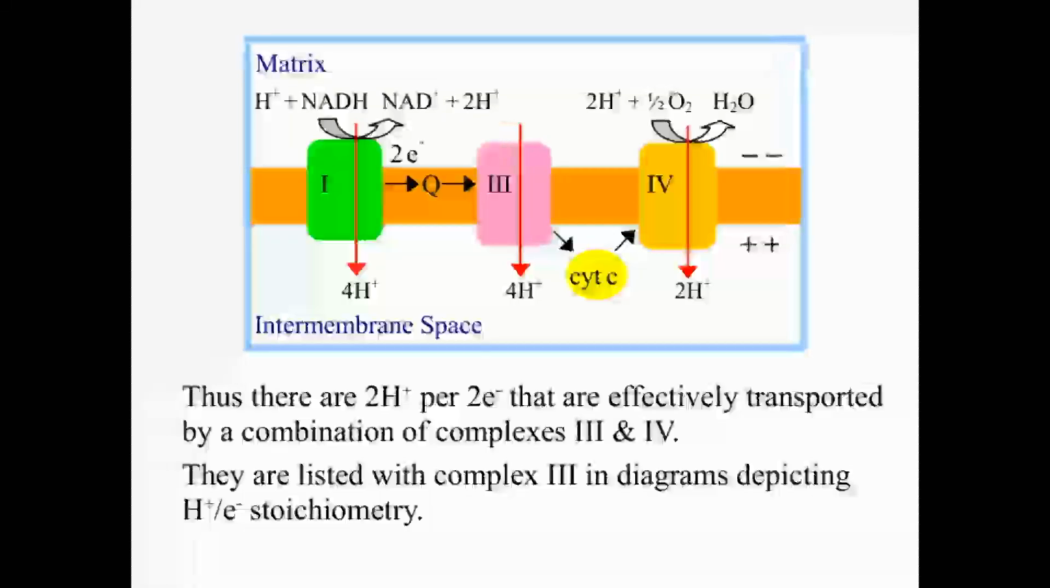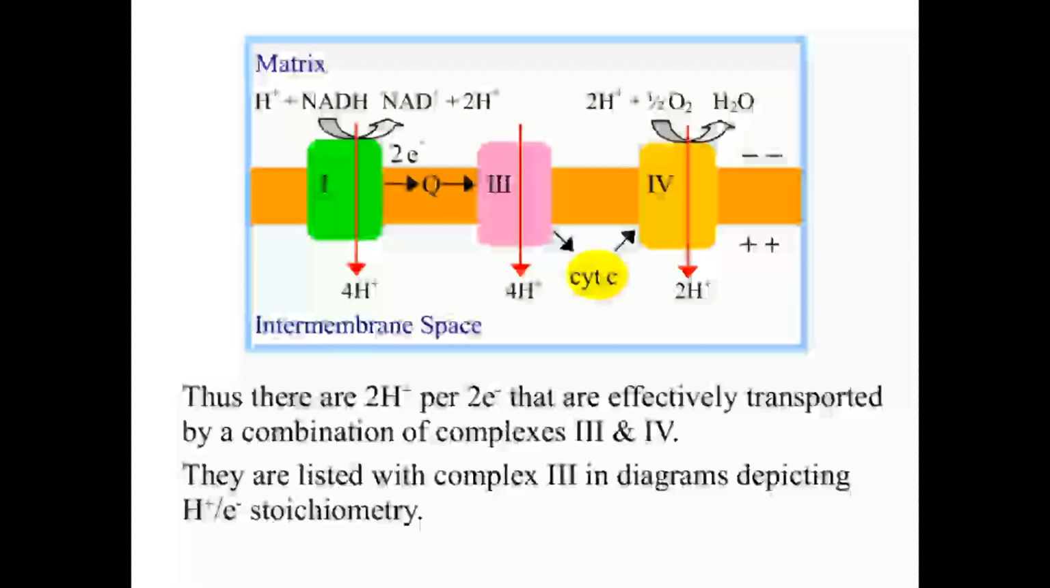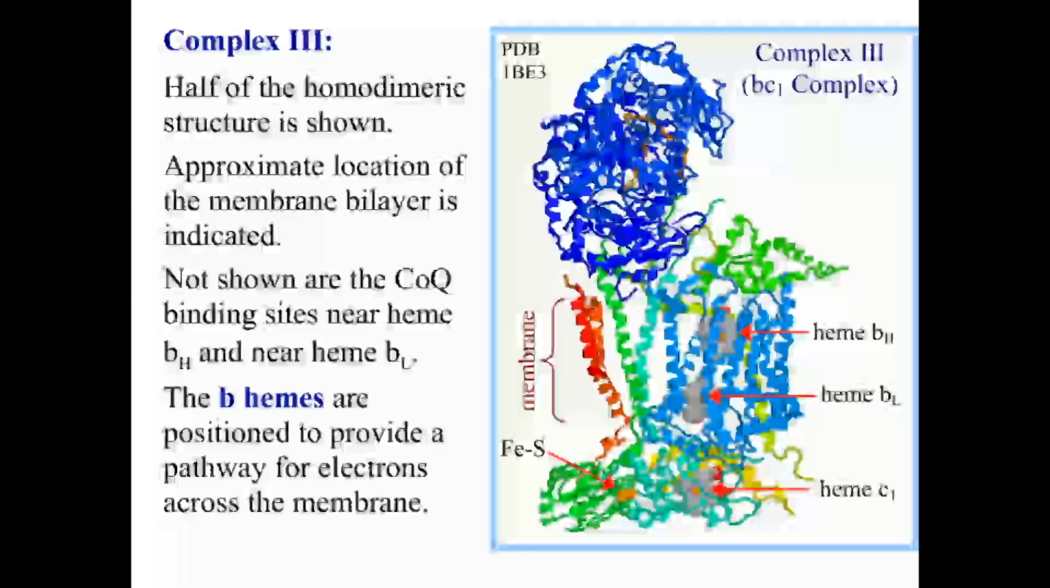Now, here we see half of the homodimeric structure of complex III. You can get a sense of its overall shape and organization. The approximate location of the membrane bilayer is also indicated here, which is crucial because it shows how this complex is embedded within the mitochondrial membrane.